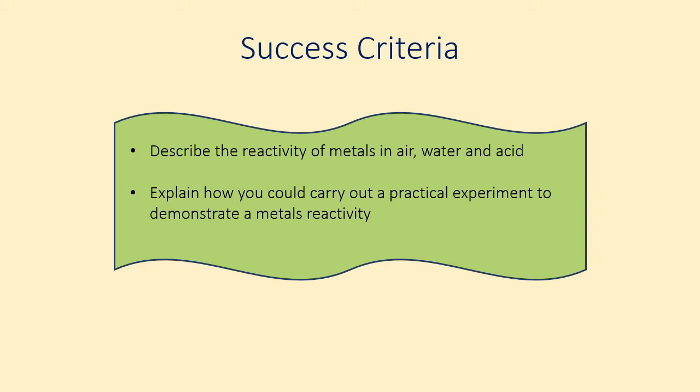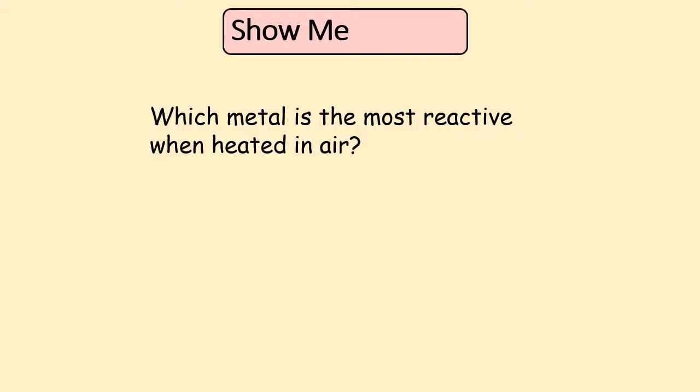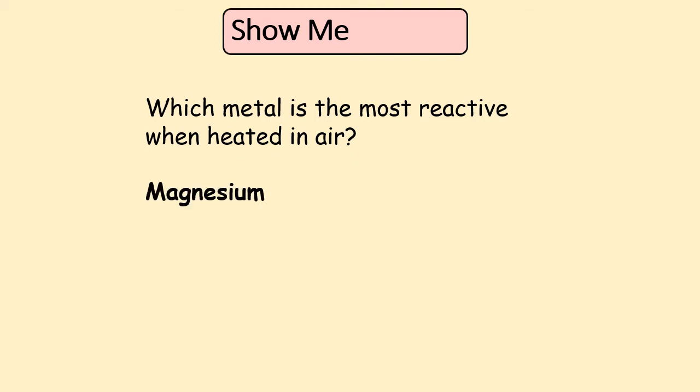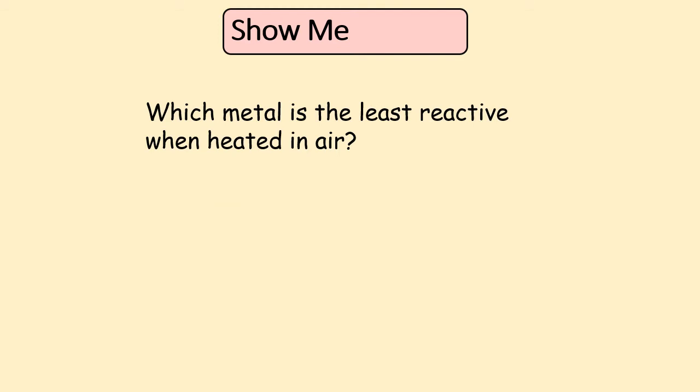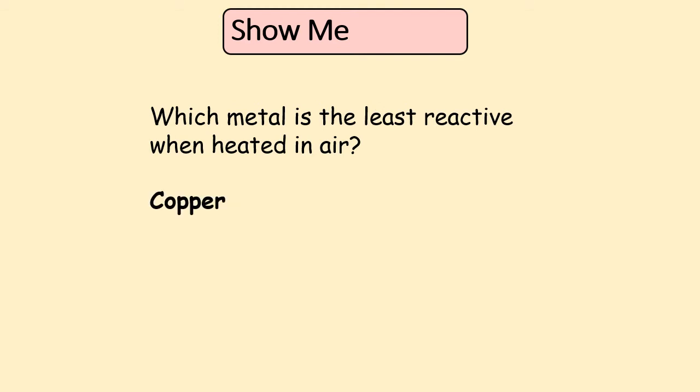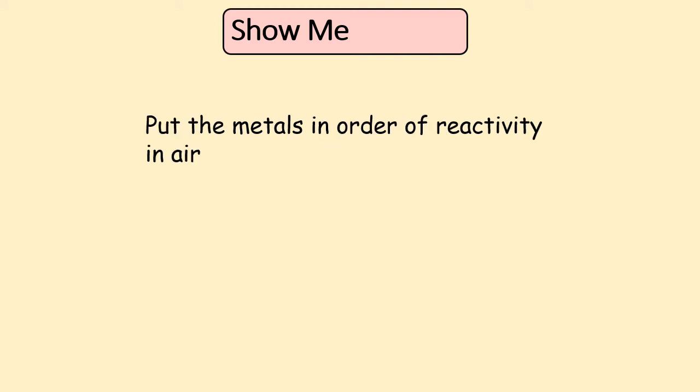So that was looking at the reactivity of metals in air and in pure oxygen. In the second half of this video, we will look at how they react with acid and water, but we'll have a few questions first. Which metal was the most reactive when heated in air? Well, the answer was magnesium. Next, which was the least reactive when heated in air? The answer was copper, and close to it was tin.